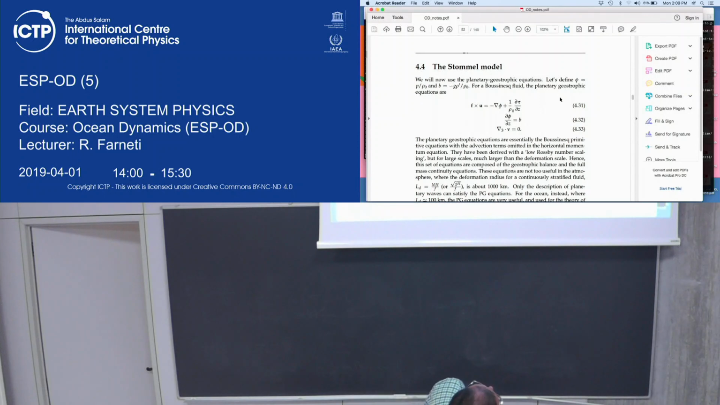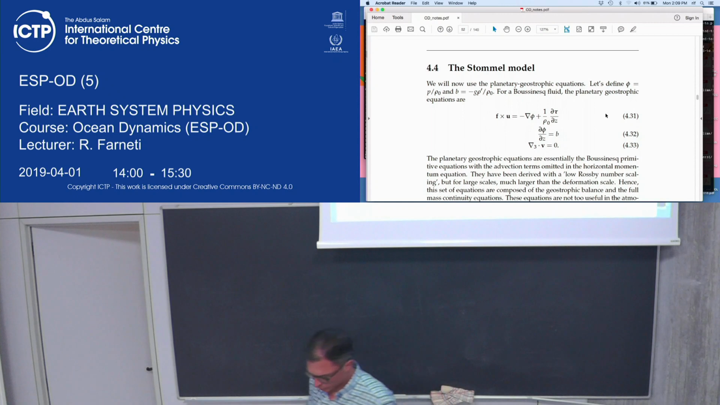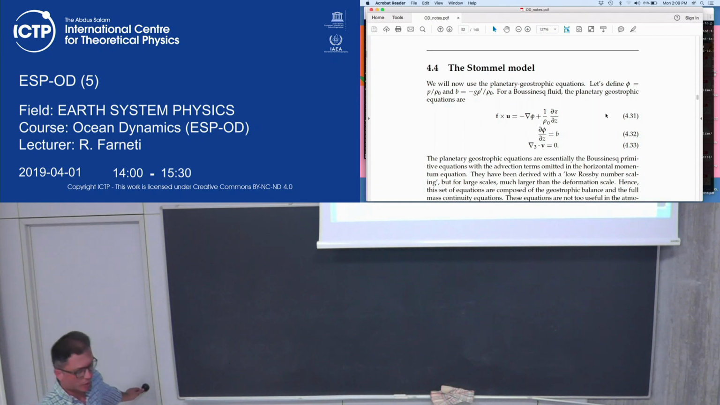We left it the last time. So we looked at the Stommel model. So we started working on the Stommel model. So first we derived this Sverdrup balance, which is just a potential vorticity balance. And then we looked at the Stommel model.